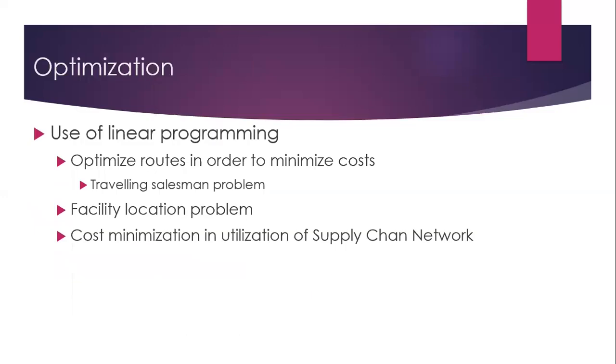Optimization. Use of linear programming in supply chain management includes optimizing routes in order to minimize cost. This is also known as the traveling salesman problem. For facility location, we can use linear programming, with cost minimization and utilization of the supply chain network. I have a separate series of lectures on operational research, some of which include those in supply chain management.